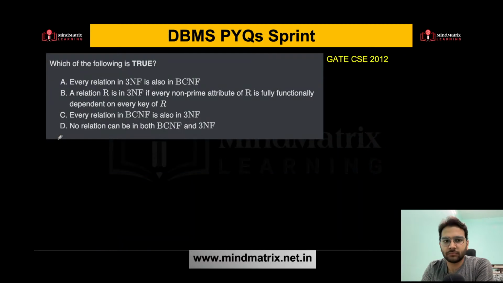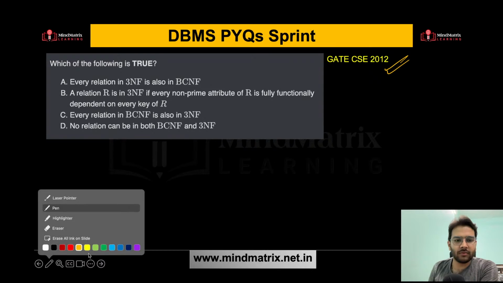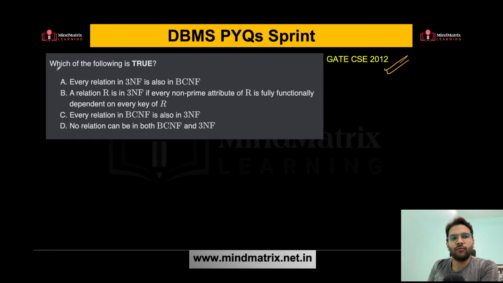Okay. Let's proceed to the next question now. GATE CSE 2012. Which of the following is true? So we need to find the true statements here. So carefully see this. Option A is every relation in 3NF is also in BCNF. Try to understand if this relation is 1NF. So we can write like this, or we can make it like this.